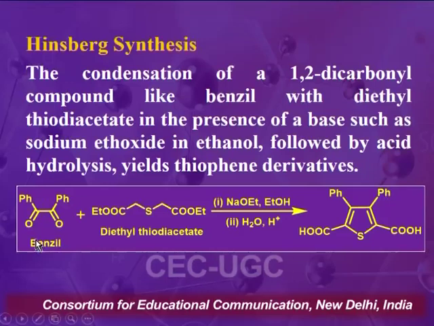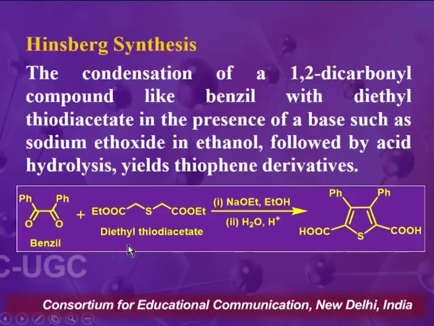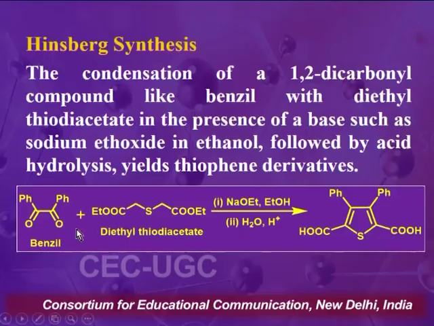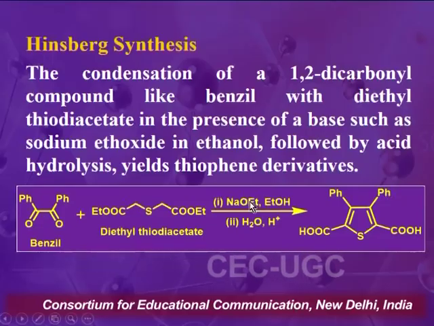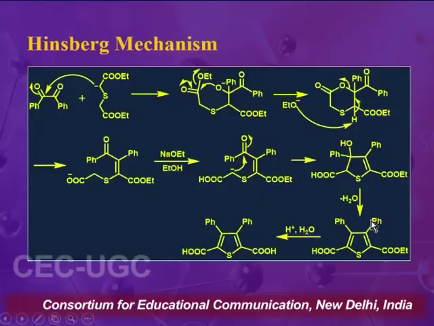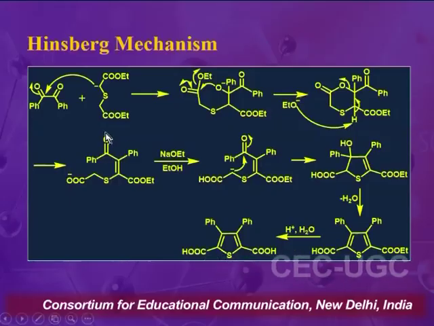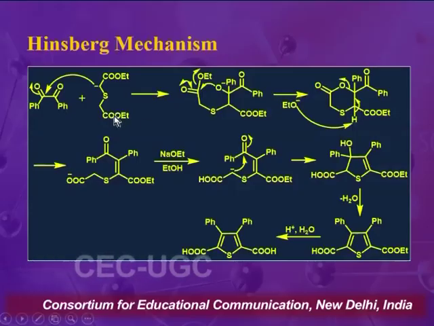So, we have benzil, a 1,2-dicarbonyl compound, and we have diethyl thiodiacetate. In the presence of base, that is sodium ethoxide, it will produce a thiophene derivative as the product. The mechanism can be understood. We have two components, one is benzil and the second is diethyl thiodiacetate.